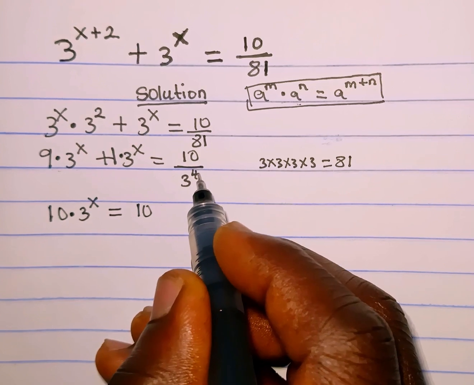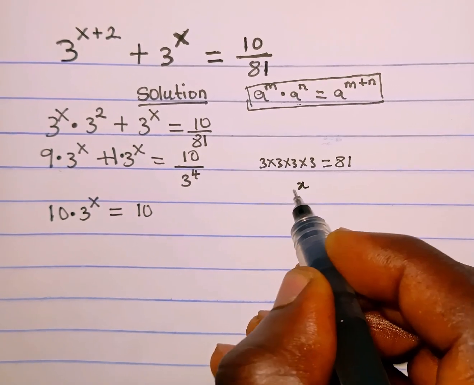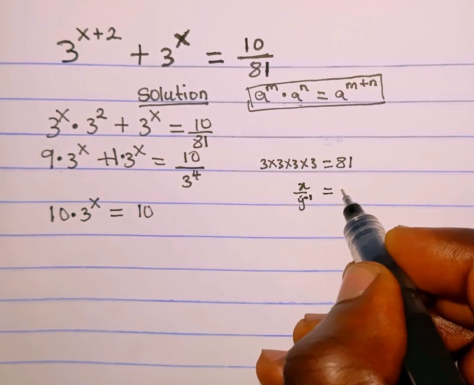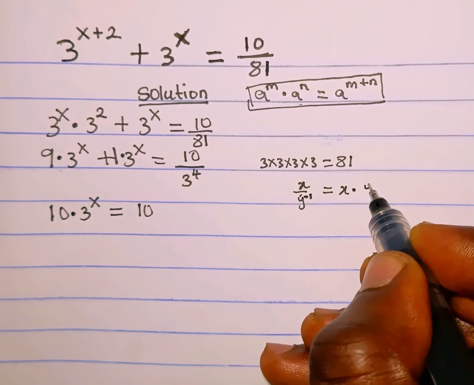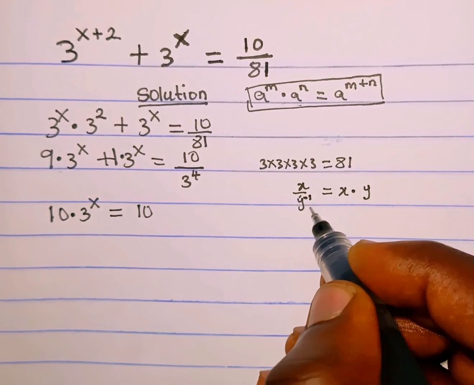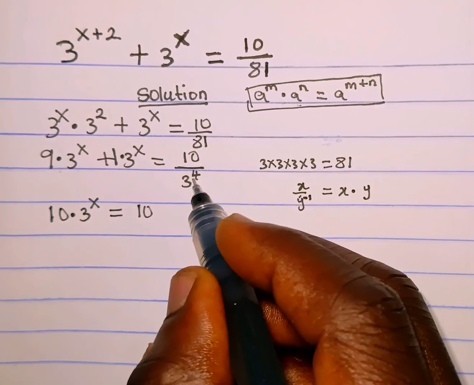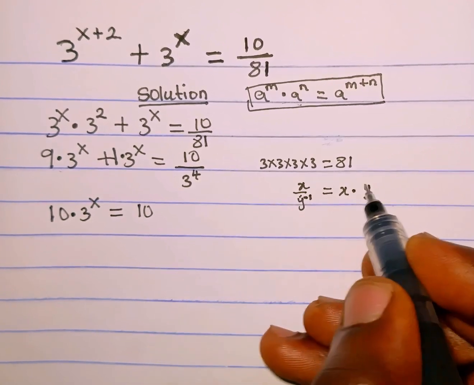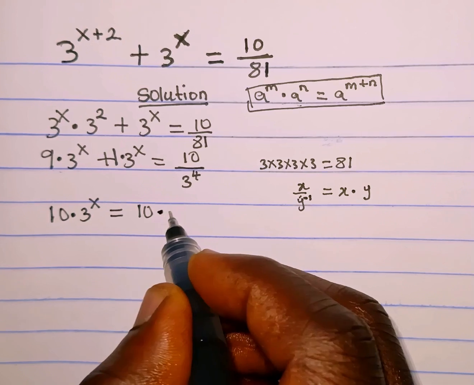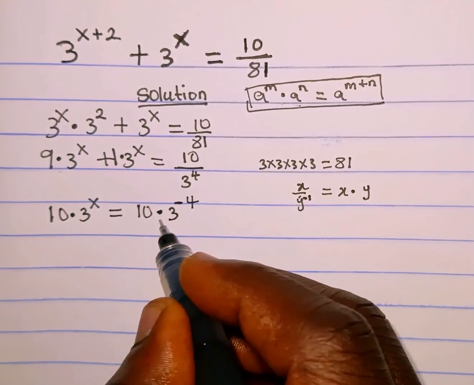Then this 3 to the power of 4, when we take it up, is going to be inverse. Recall that when we have x over y raised to the power of -1, this is the same as y over x. So when this one goes up, the negative will change to positive, and if it is positive here, it is going to change to negative. So in this case, it is positive, and when this goes up, the power is going to change to negative. So we are going to have 10 multiplied by 3 raised to the power of -4. So this is equivalent to this.